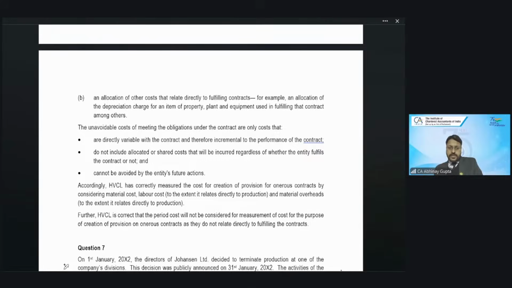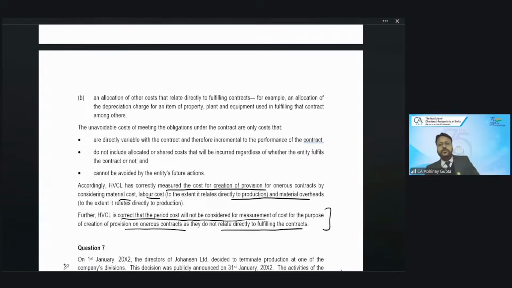So accordingly, HVCL has correctly measured the cost of the creation of the provision for the onerous contracts by considering material cost, labor cost, and any other material overheads. Further, HVCL is correct that the period cost will not be considered for the measurement of the cost for the purpose of the creation of provision for the onerous contracts, as they do not relate directly to the fulfilling of the contracts, right? So period costs are those costs which will anyway be incurred whether the company is manufacturing those additional units or not, right? So hence those costs will not form part of the provision for the onerous contract. Clear?